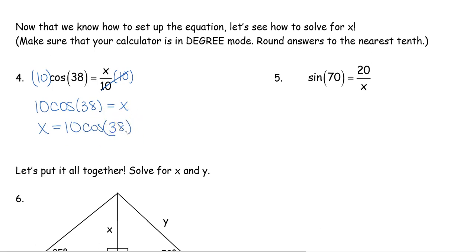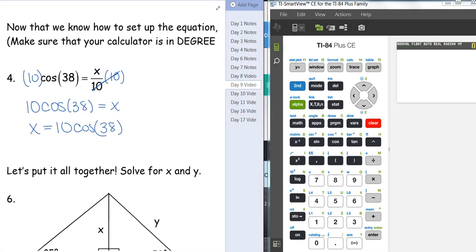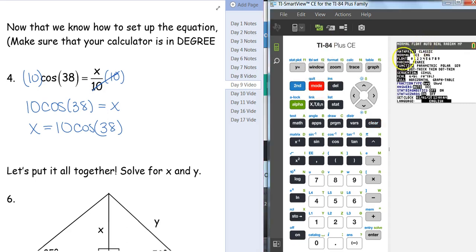All right, you're going to need your calculators out now. So if you don't have your calculators out, go ahead and press pause and get your calculator out. All right, so the first thing that we want to do is make sure that our calculator is in degree mode. So if we look at the top, we've got the y equals. Next to second is mode. We hit mode, and we want to make sure that degree mode is highlighted.